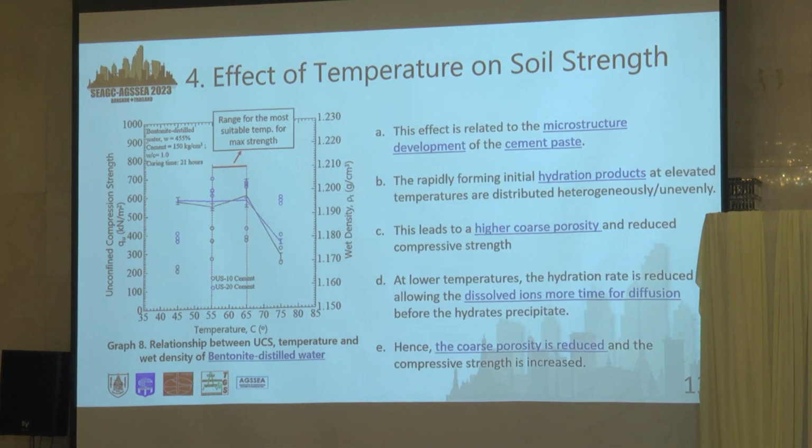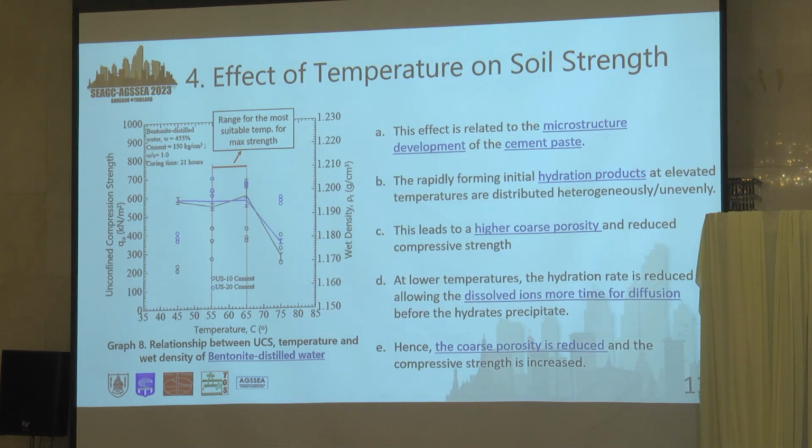Next, effect of temperature on soil strength of bentonite. As you can see here, it's different from the previous soil, kaolin. After 55 and 65, the soil strength is decreased. The possible reason might be related to microstructure development of the cement paste.